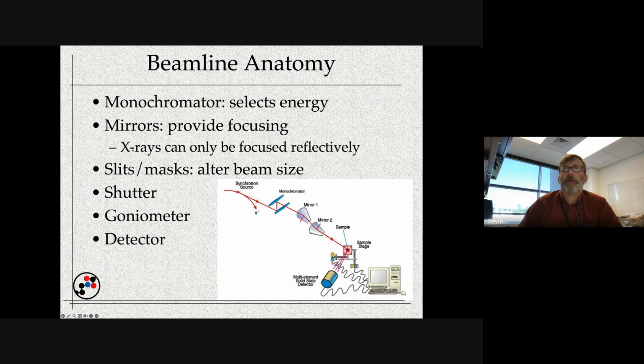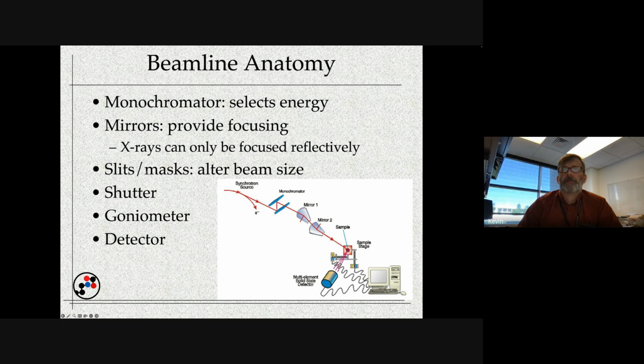The comment here that X-rays can only be focused reflectively is slightly out of date. You can also use very specially machined blocks of metal that will focus optics convexly, kind of the way light can be focused with a regular glass lens.